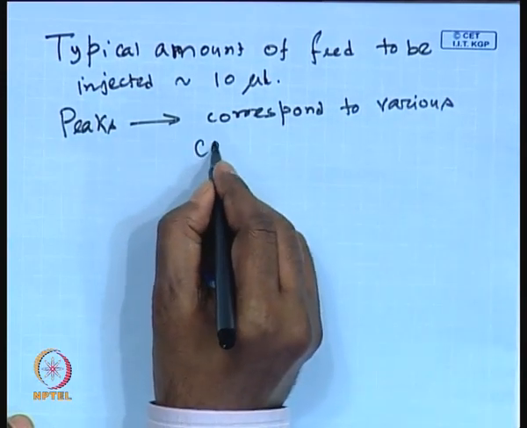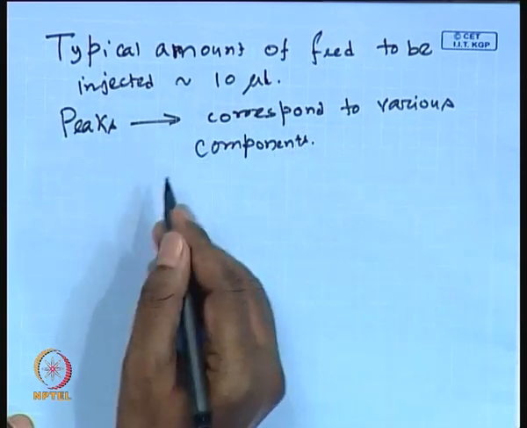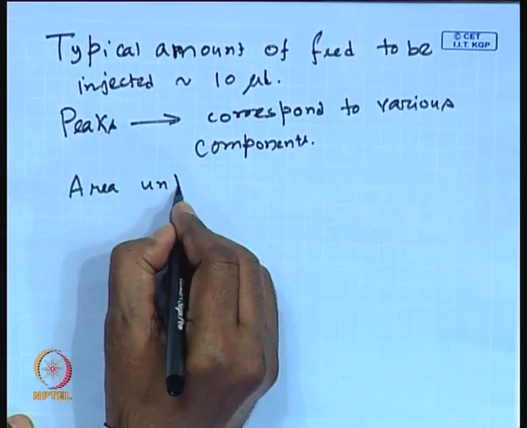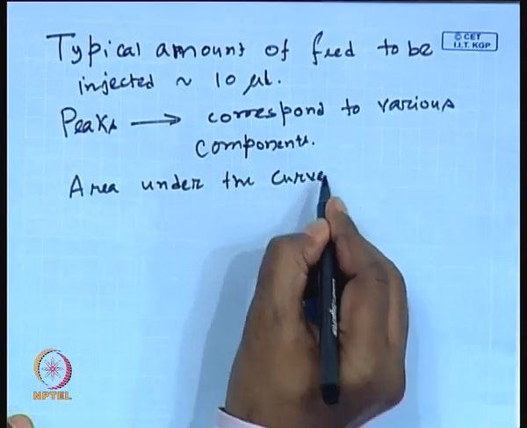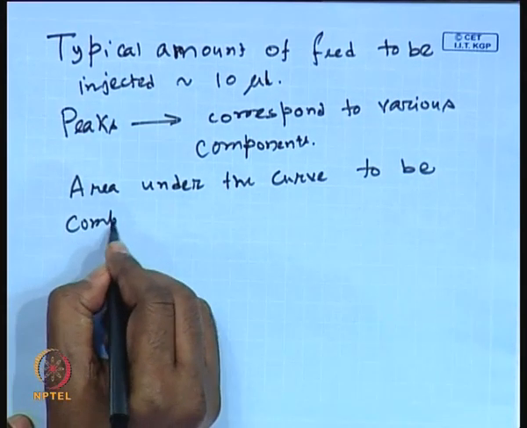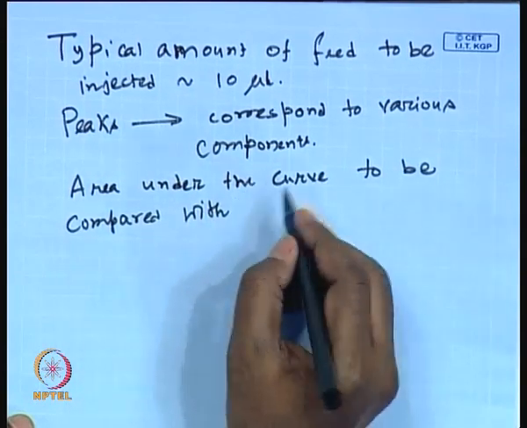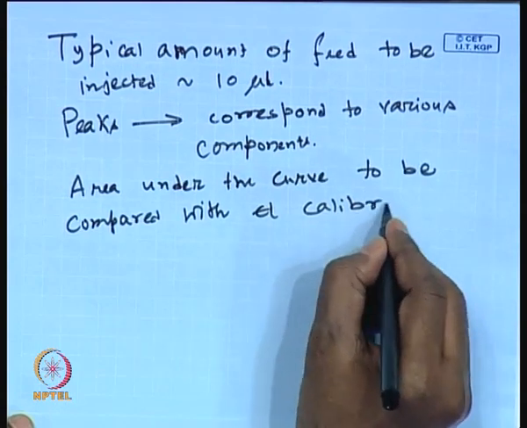The peaks in the response correspond to various components, and the area under the curve is to be compared with the calibration curve of each pure component.